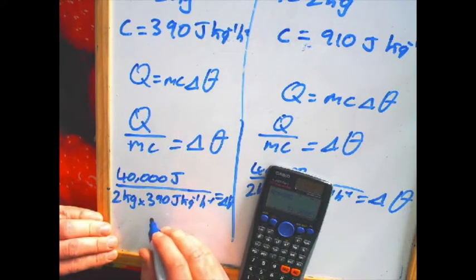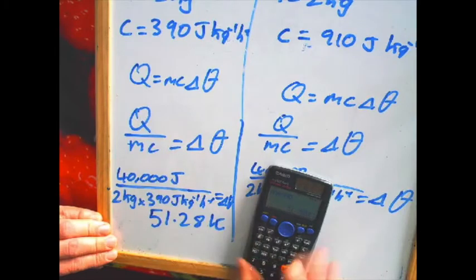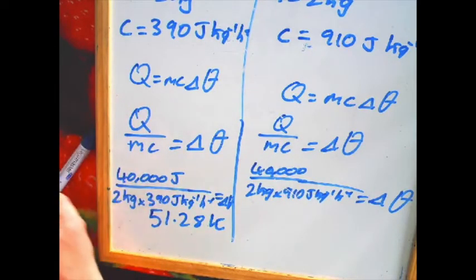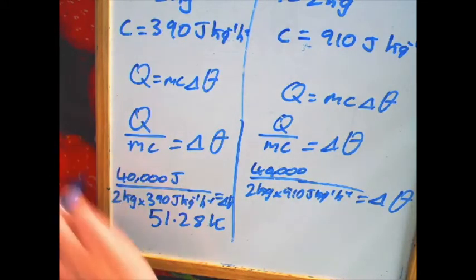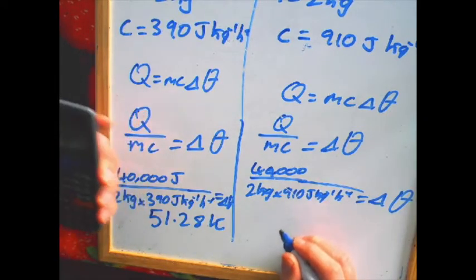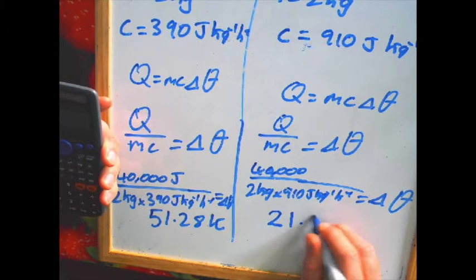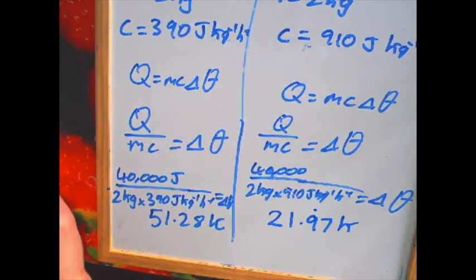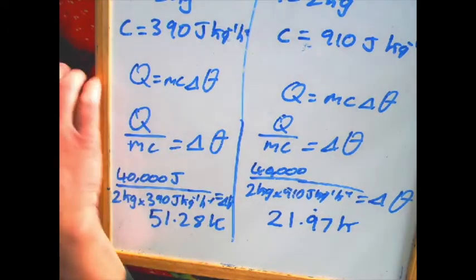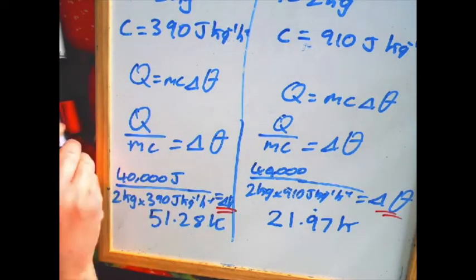40,000 divided by 2 kilos divided by 390. So for the copper, I got a temperature increase of 51.28 Kelvin. Whereas for the aluminium, I got a difference of 21.97 Kelvin.